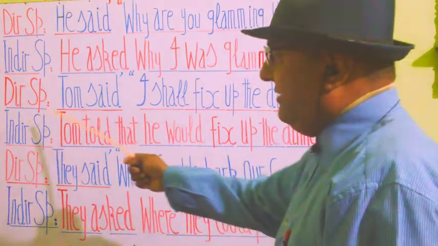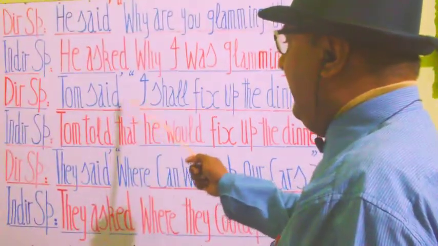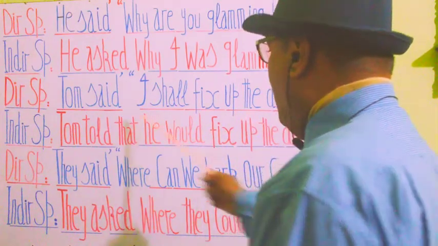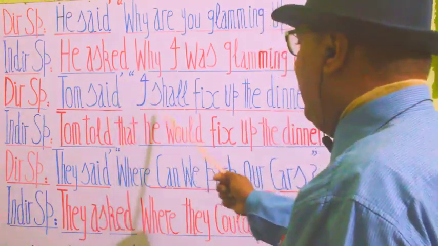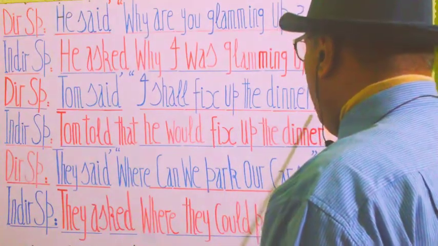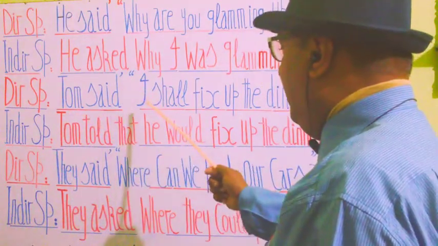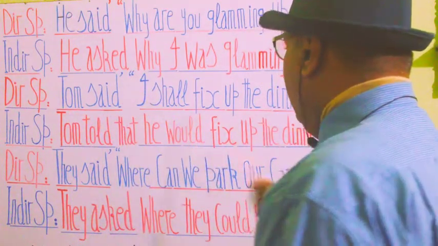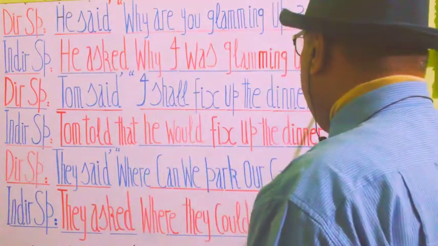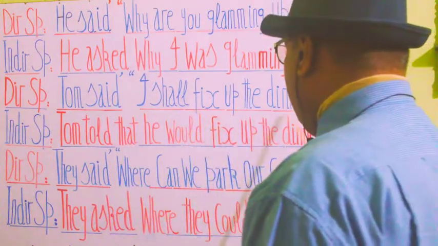Now proceed to the next direct speech statement. You see, Tom said, comma, inverted comma start, I shall fix up the dinner. Commas close, full stop. Read it again, please. Tom said, comma, inverted comma start, I shall fix up the dinner. Commas close, full stop. This is an affirmative, positive statement.